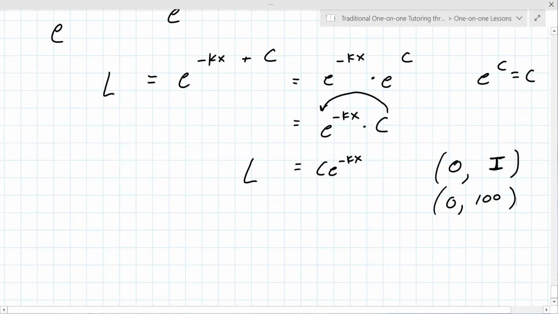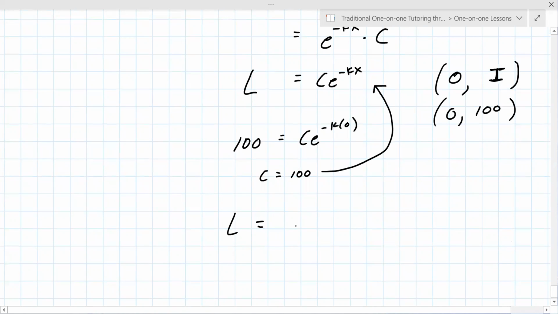So here's how that works. 100 equals ce to the minus k times 0. That becomes e to the 0, which is 1. So c equals 100, which goes right back in there. And all we're saying is that the intensity at 0 is 100%. Like, 100 means in this case 100%.